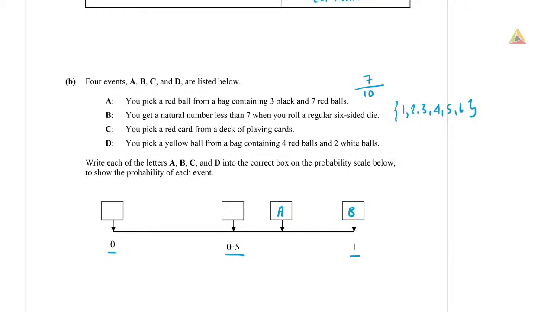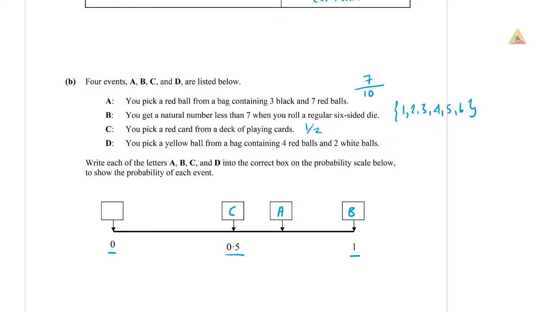So let's look at C. You pick a red card from a deck of playing cards. Now half the cards in a packet of playing cards are red and the other half are black, so that's a 1 in 2 chance. So it's 50-50, so we're going to put event C here, bang slam in the middle.